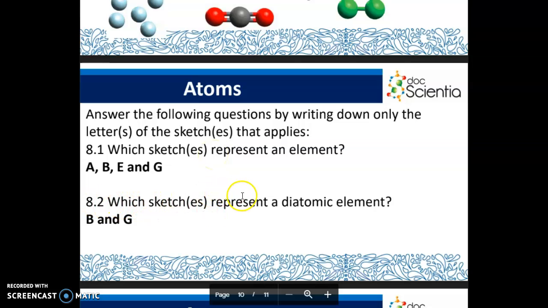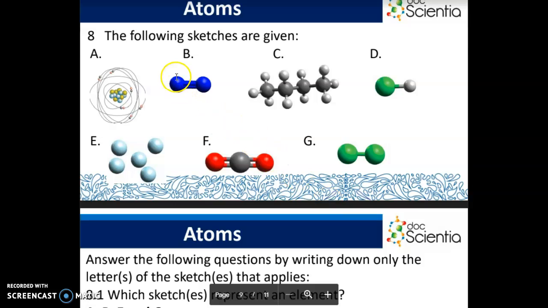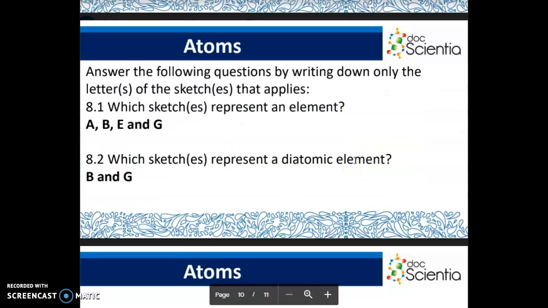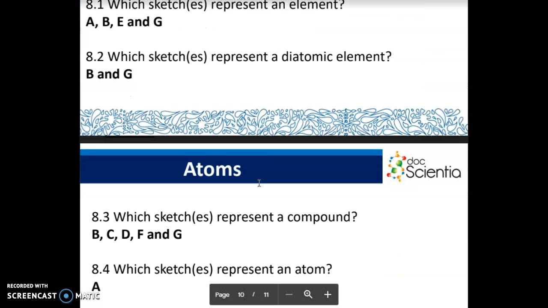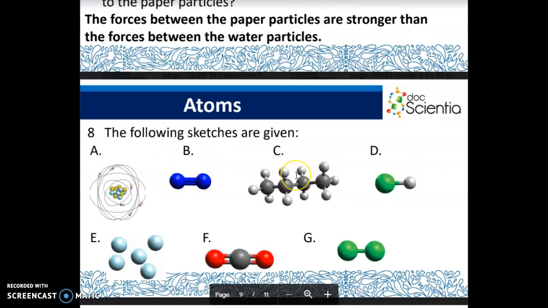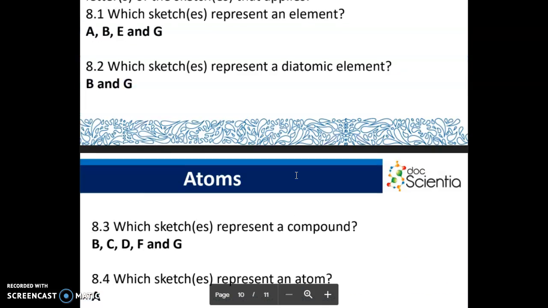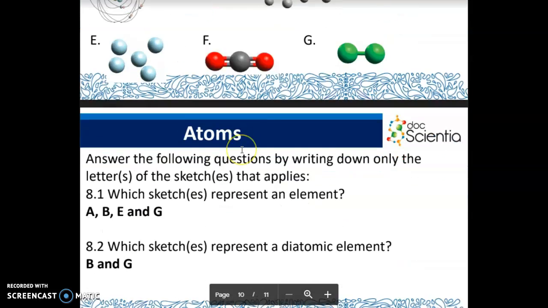Which of these sketches represent a diatomic element? B and G, because they are 2 of the same. 8.3. Which sketches represent a compound? So B, C, D, F, and G, because these are just singles, so they're not a combination of anything.